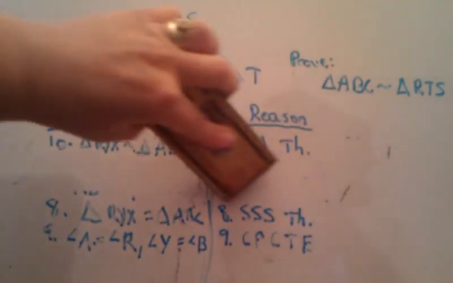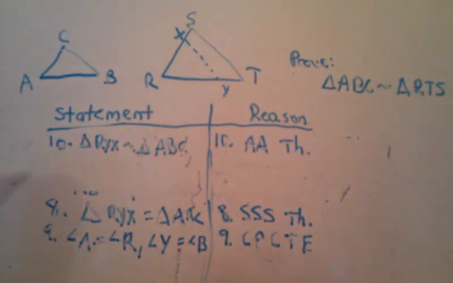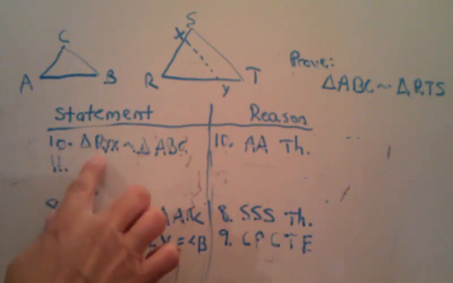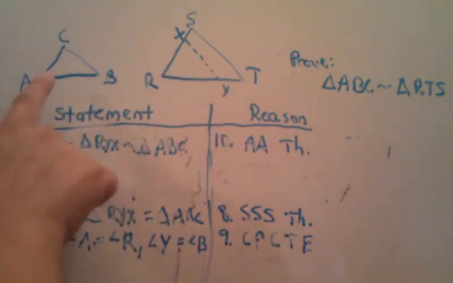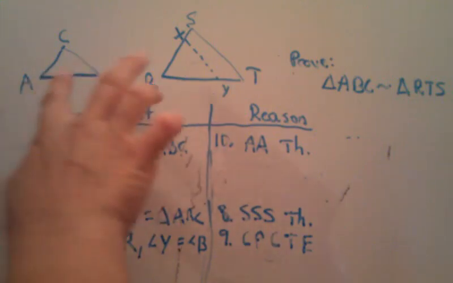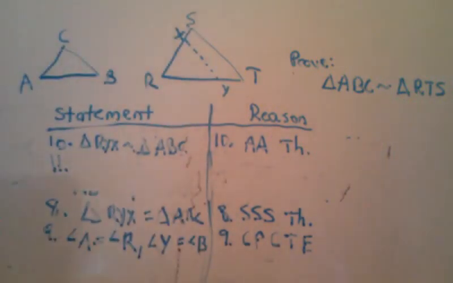Okay, let's look at number 11. Number 11 says triangle... Okay, if triangle RYX is similar to triangle ABC, we can switch them, right? So I can put the ABC first.